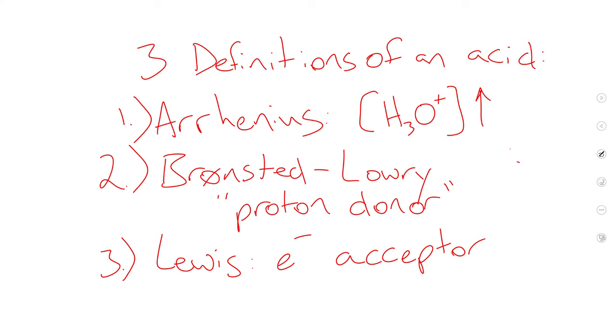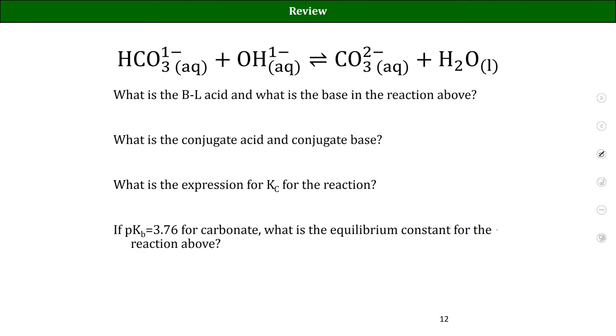But by and large, that's the one that matters the most. That's the one we're going to use more than anything else. It's a proton donor, proton acceptor. So, in this reaction above, you put hydroxide with hydrogen carbonate, and they react to make carbonate and water. What's the Bronsted-Lowry acid, and what's the base? Bicarbonate's the acid, which means the hydroxide's got to be the base.